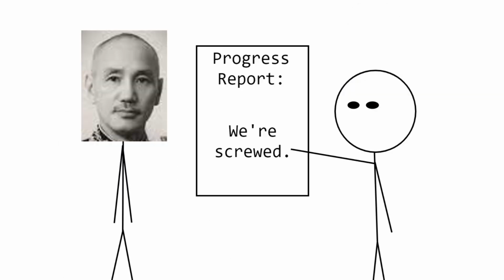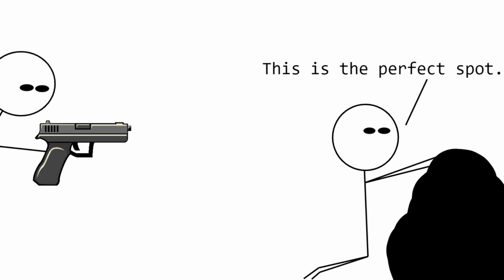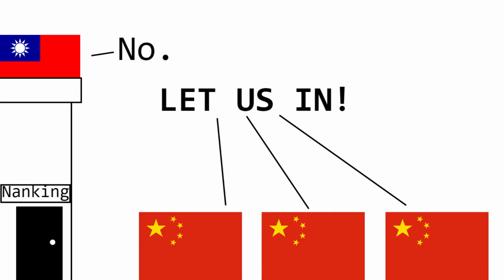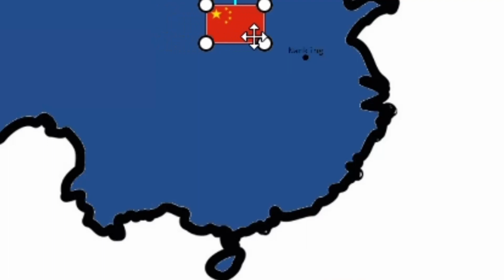At this point, Chiang was kind of screwed. His forces couldn't win a single fight, the People's Liberation Front had grown to number in the millions, and the CCP was approaching Nanjing. Mao advanced on Nanjing in March.